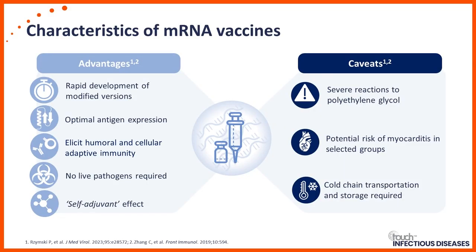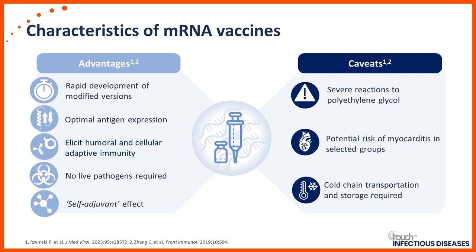There are a number of advantages and disadvantages that messenger RNA vaccines have compared to other vaccine platforms. Some of the advantages include rapid development of modified versions. Once we have an mRNA vaccine, it's very modular and easy to make a new one, just like we did at the beginning of the pandemic. It's also optimal for antigen expression. We're able to express just the protein that we want and get a lot of that protein expressed, which is very good for mounting a good immune response.